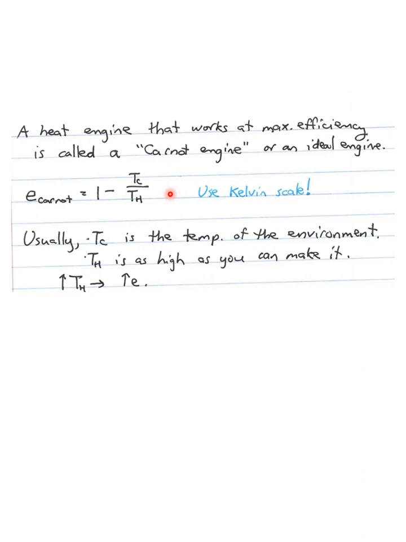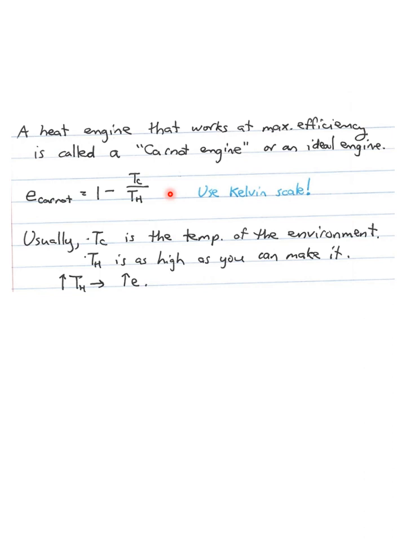The book goes into a derivation. It's more than simply changing the Q's into T's, but if you're interested, you can read in the book in section 19.2 for that derivation. But for this course, it's enough just to give you this equation. The maximum possible efficiency a heat engine can have is 1 minus the cold temperature over the hot temperature, meaning the temperature of the cold temperature reservoir and the temperature of the hot temperature reservoir.